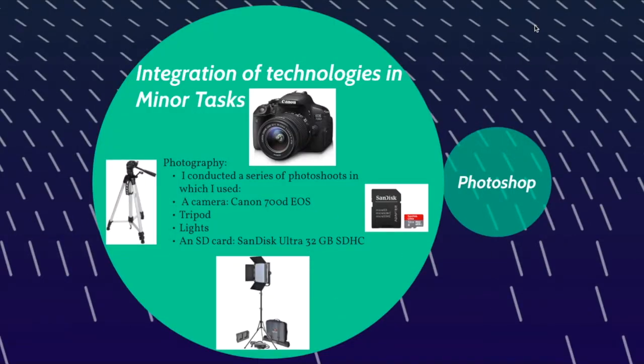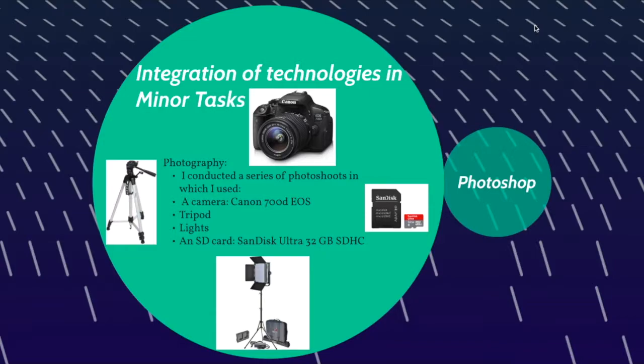For the creation of my minor task photo shoots for my digipack and website, I again integrated a camera, tripod, lights, and an SD card. I chose to use the Canon 700D EOS for my photo shoot, as I was familiar with the settings of the camera, allowing me to shoot very high quality images.